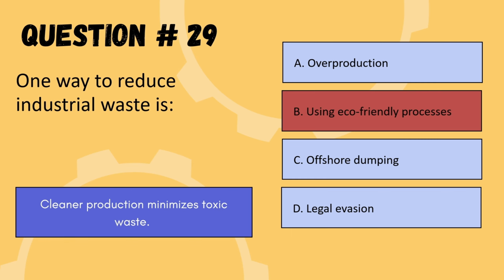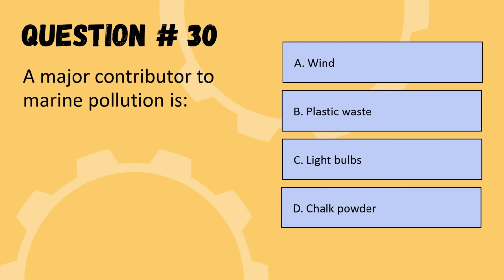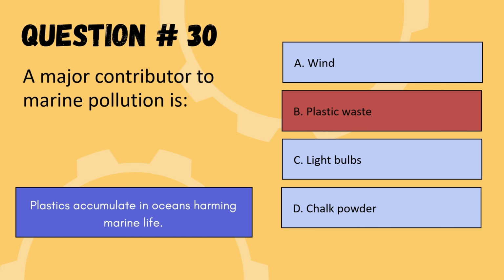So we are moving to the last question. Last question is, a major contributor to marine pollution is. Options are wine, plastic waste, light bulbs, or chalk powder. So the correct option is option B, plastic waste.